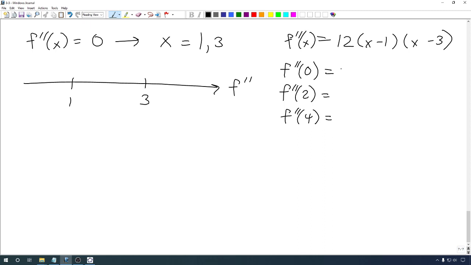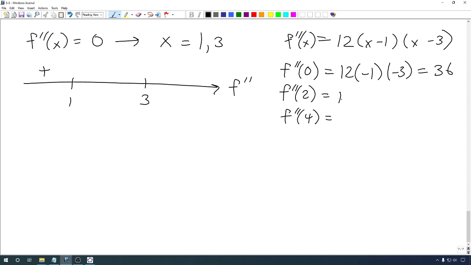For 0, I have 12. And then when I plug 0 in here, I get a negative 1. And here I get a negative 3. The negatives actually cancel each other out, and we're left with a positive 36. Go ahead and put a plus sign over here.